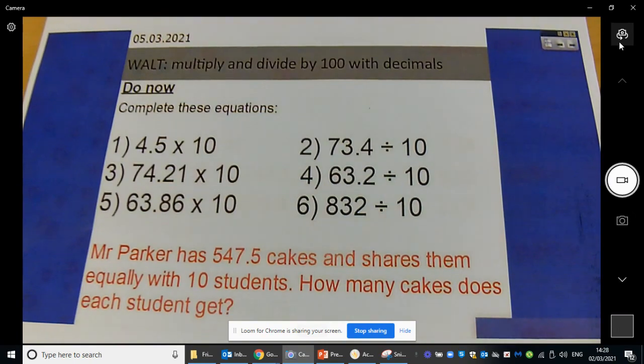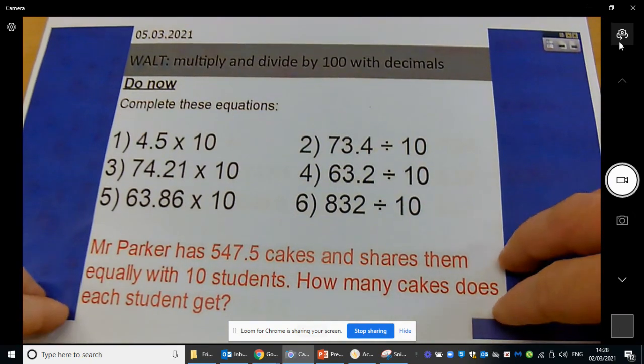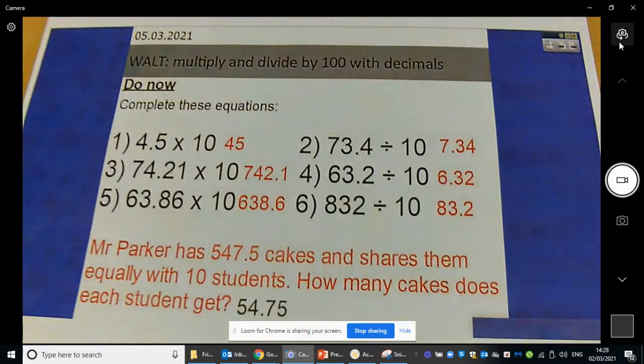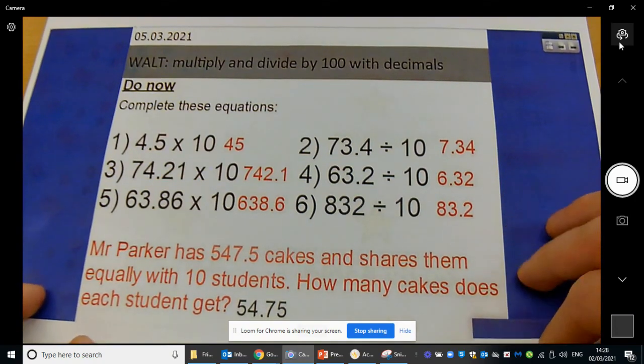Right, guys, let's grab a different color pen or pencil, and let's see how you got on with these. How was your memory from yesterday? So remember that when we are multiplying by 10, we move the place value over to the left by 1, and if we're dividing by 10, we move the place value over to the right by 1.